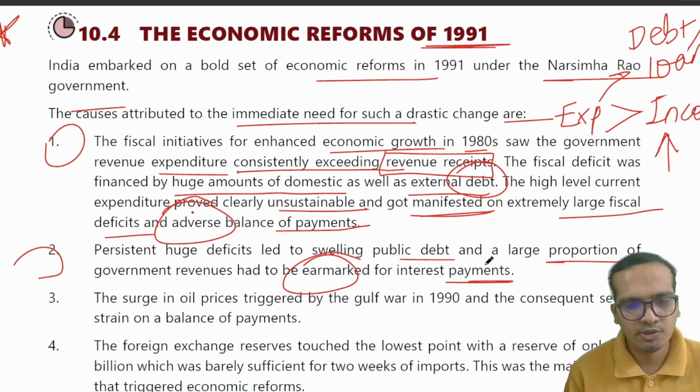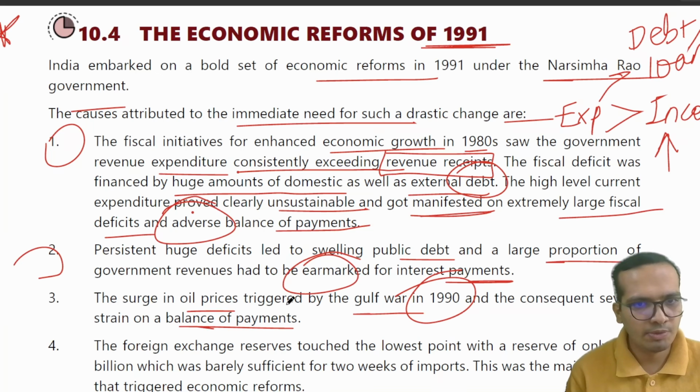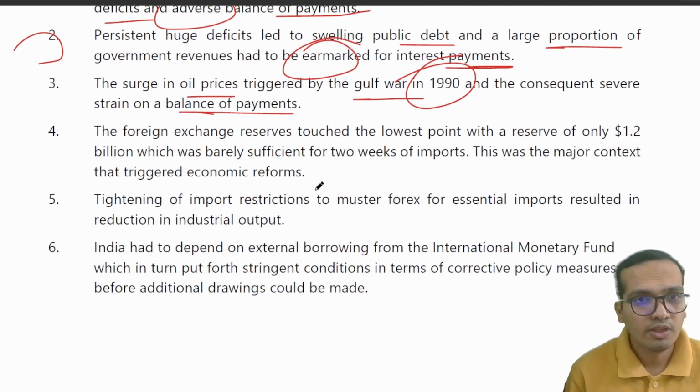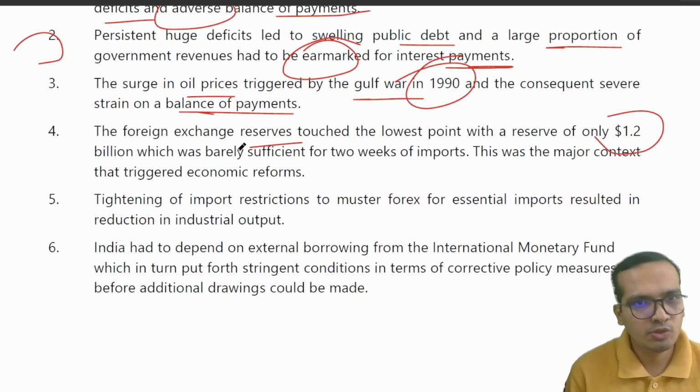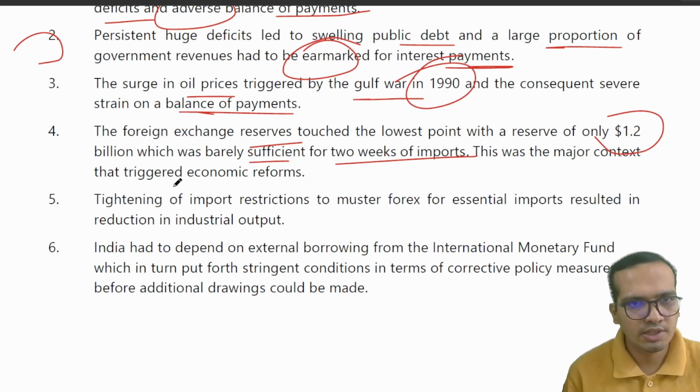earmarked for interest payment. बहुत सारा जो रेवेन्यू का पार्ट है वो इंटरेस्ट पेमेंट में ही जा रहा है. जो डेट लिया है, लोन लिया है, उसका इंटरेस्ट भी पेमेंट करना पड़ता है. The surge in oil prices triggered by the Gulf War in 1990 and its consequences served a strain on the balance of payments. The foreign exchange reserves touched the lowest point with the reserve of only $1.2 billion, which was barely sufficient for 2 weeks of imports. This was a major context that triggered economic reforms.